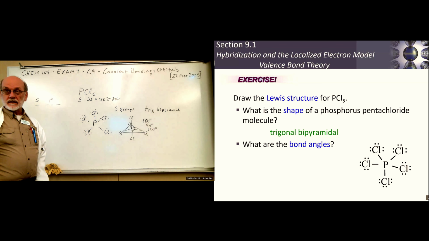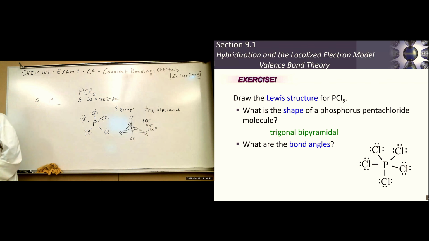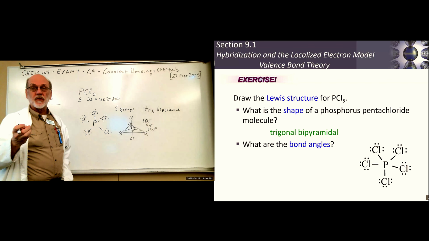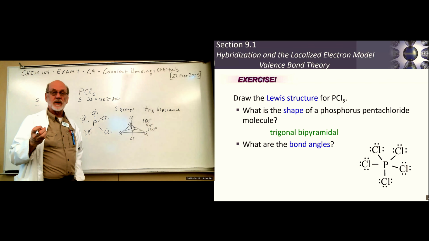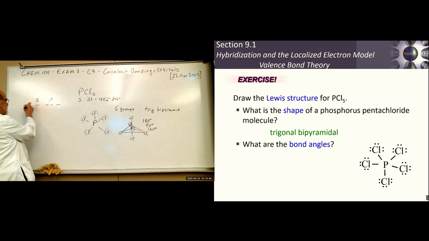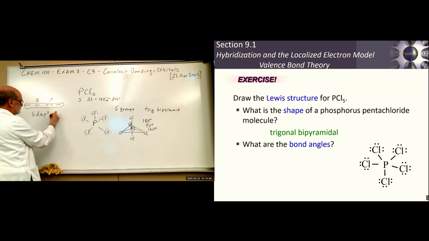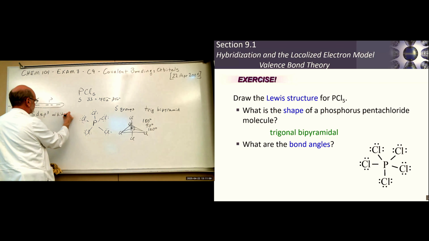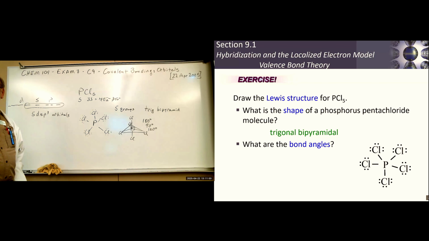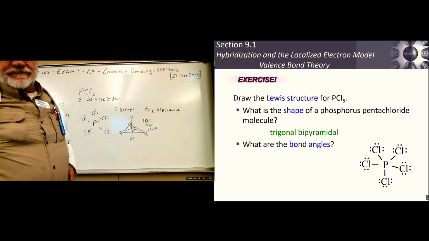Remember, it's in the 3rd period, which means that the principal quantum number is 3. And when you have 3, you have access to s's, p's, and d's. So we have a d here. We only need one of those. That gives us 5 dsp3 orbitals. Okay, that's how we fix that problem.